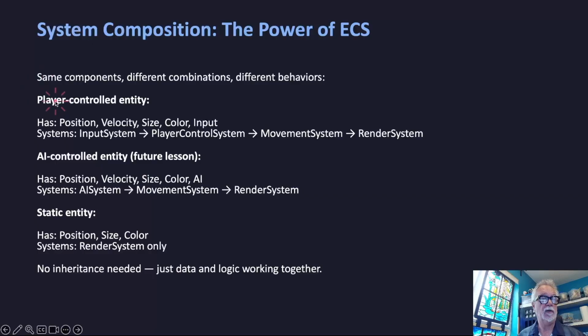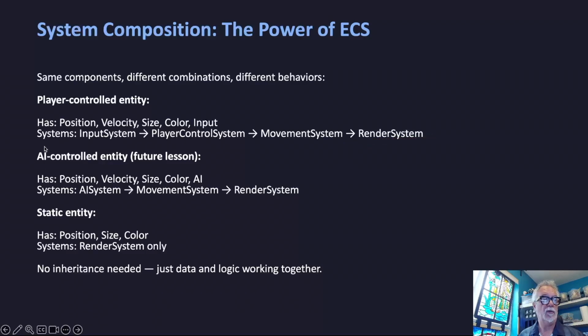So the player controlled entity has position, velocity, size, color, and input. And the systems are: we have an input system, we have a player control system, we have a movement system, and we have a render system.